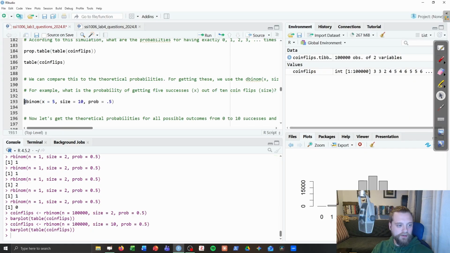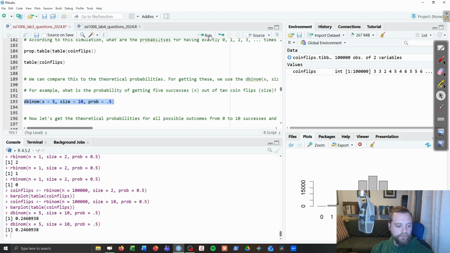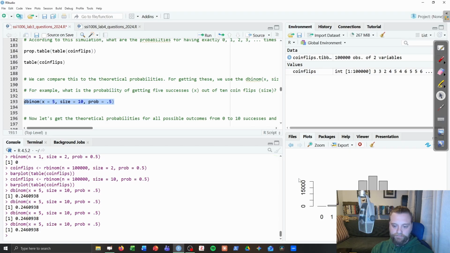So you can see here we've changed that R to a D. And now we've got an option here called X. So let's see what happens when we run this. So 0.24, and it'll stay that way every time. So there's nothing random here. This is a calculation that will always stay the same.